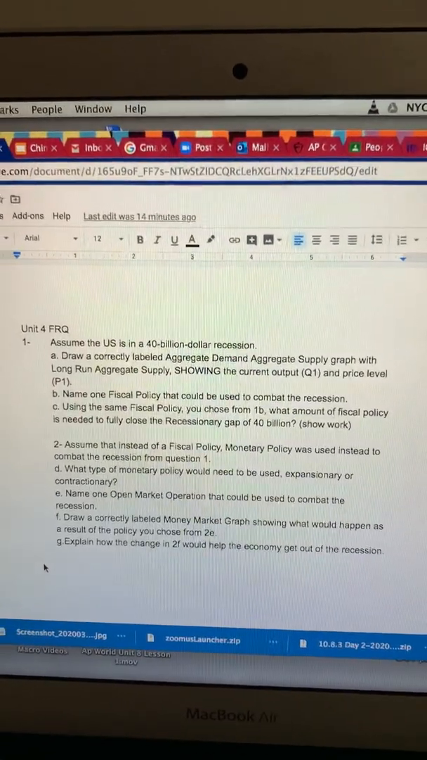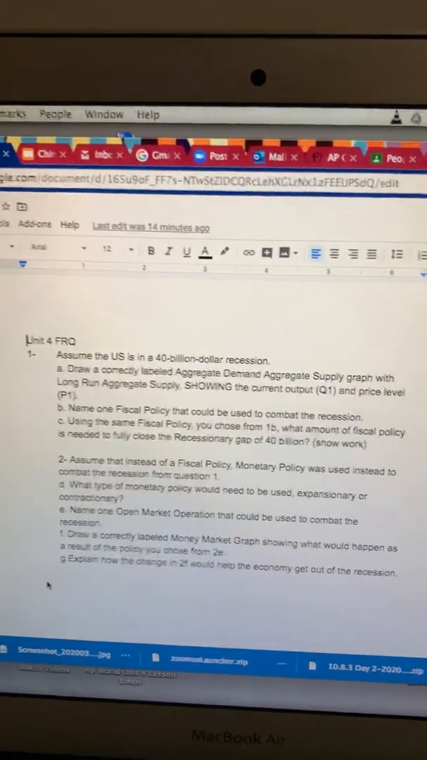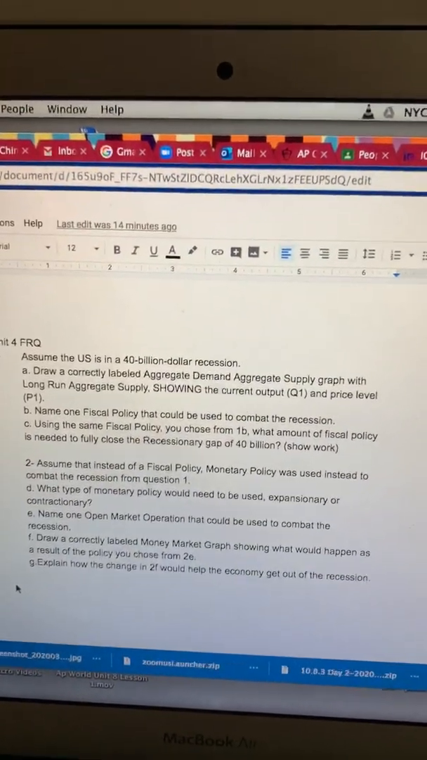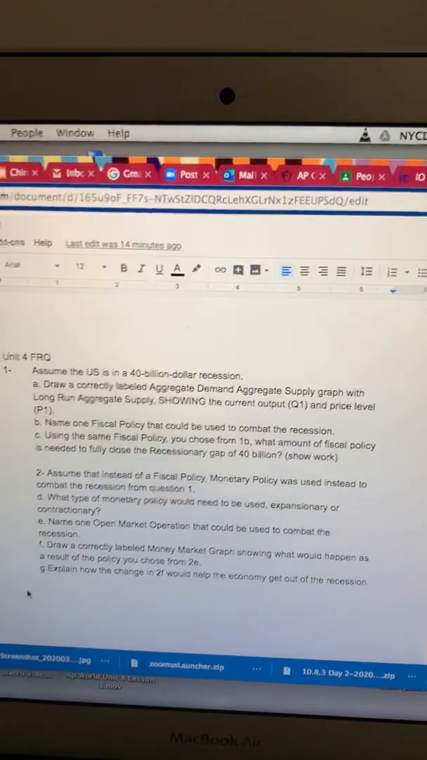The first part of this question, you have part 1 and you have part 2. Part 1 is the fiscal portion of a recession, and part 2 is a monetary portion. So the first one, here's how I answered it.